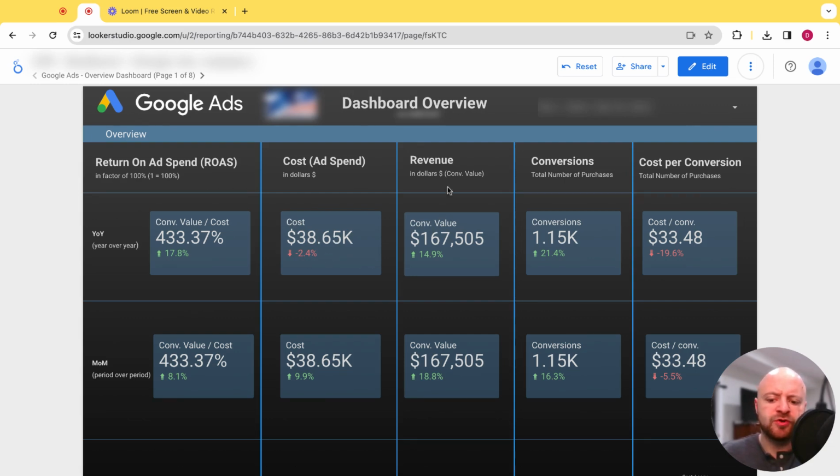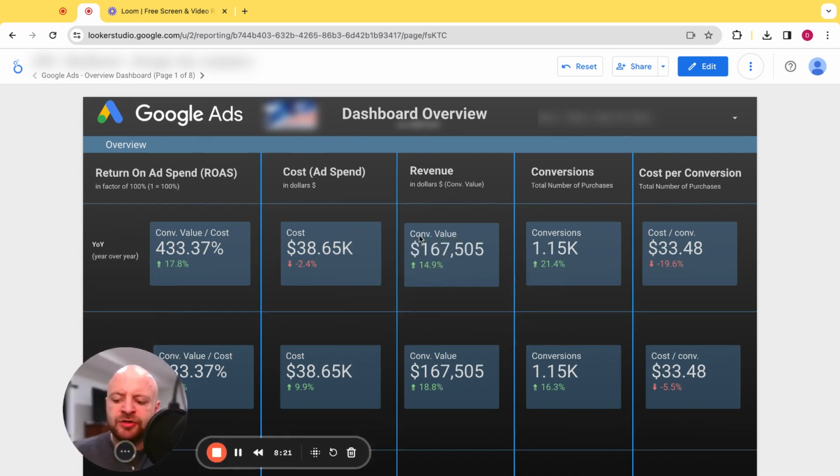Then we go to conversion value, which in terms is revenue. We show $167,000 generated. That's about a 15% increase. That's good. Conversions are up as well, about 21%. That's good too. So this is exclusively the total number of purchases. And then the cost per conversion is the cost of how much it took to get a purchase.